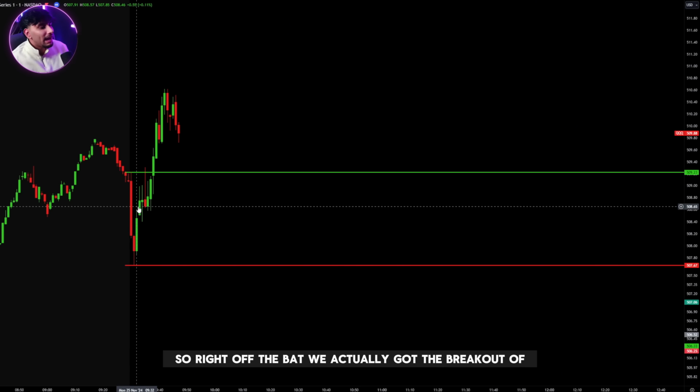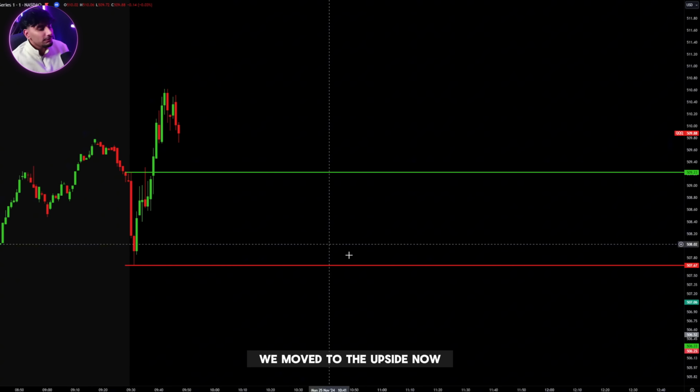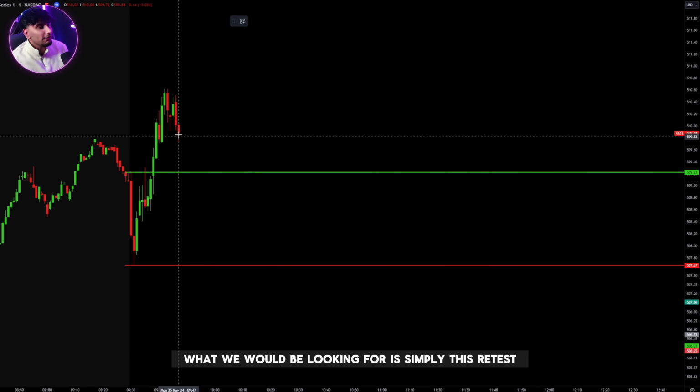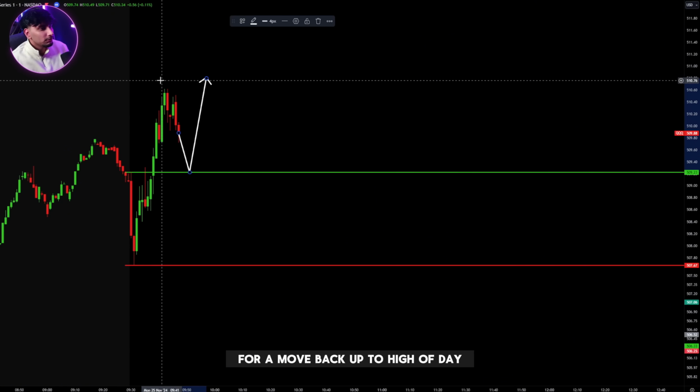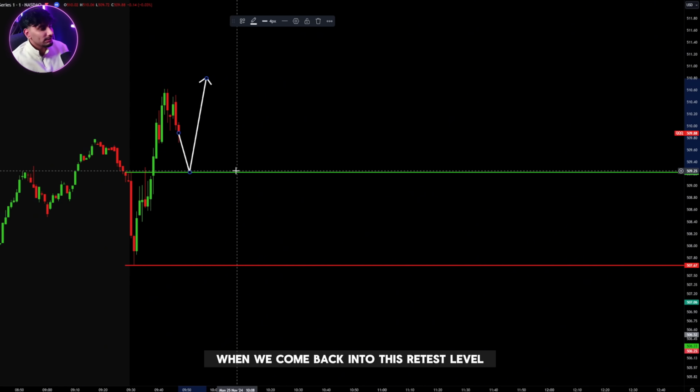So right off the bat, we actually got the breakout of the first 5-minute range. We moved to the upside. Now what we would be looking for is simply this retest for a move back up to high of day. Now it's very important to mention that when we come back into this retest level, we need strong price action. We need buyers to step up and we need that candlestick closure to be bullish. So let's see exactly what happens when we do come back into this level.